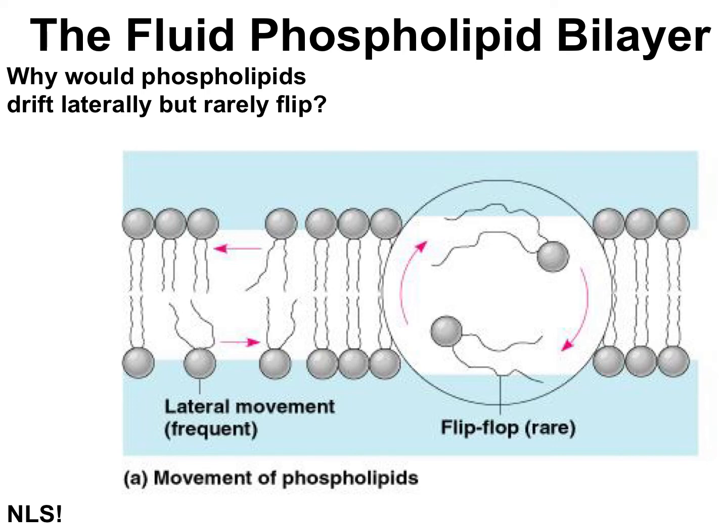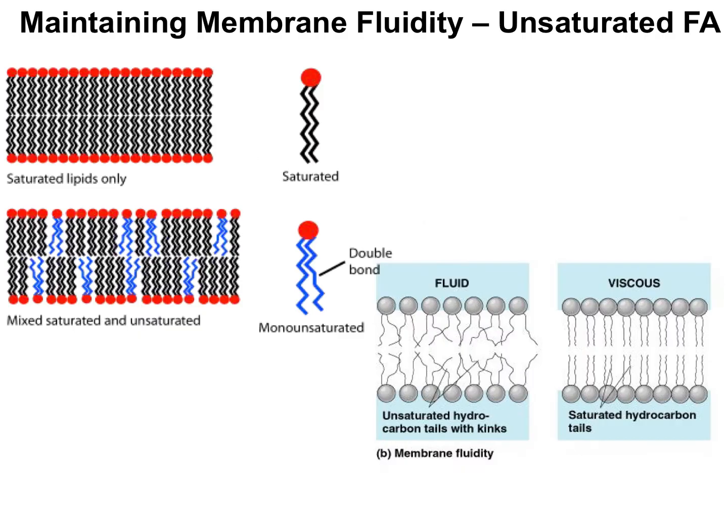Now, the reason why flip-flopping is so rare is because of the biochemistry of phospholipids. In order to flip-flop, the negatively charged phosphates would have to pass through the hydrophobic fatty acid core of the bilayer, and that would just be very unfavorable. Now, there are some factors that help keep the membrane fluid and allow that lateral movement.